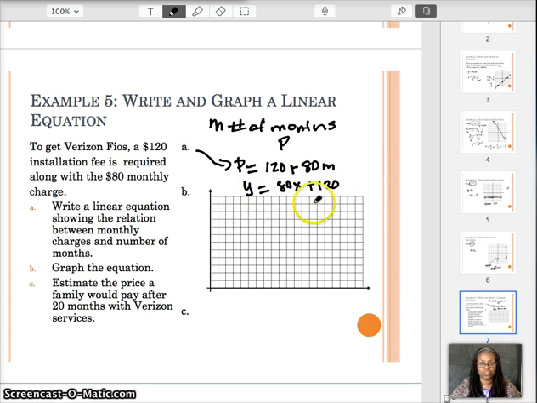And it uses variables that we're comfortable with. But don't be confused when you see other variables. That's okay as well. So this is my x-axis and this is my y-axis. The second part asks us to graph the equation. So we're going to graph that.